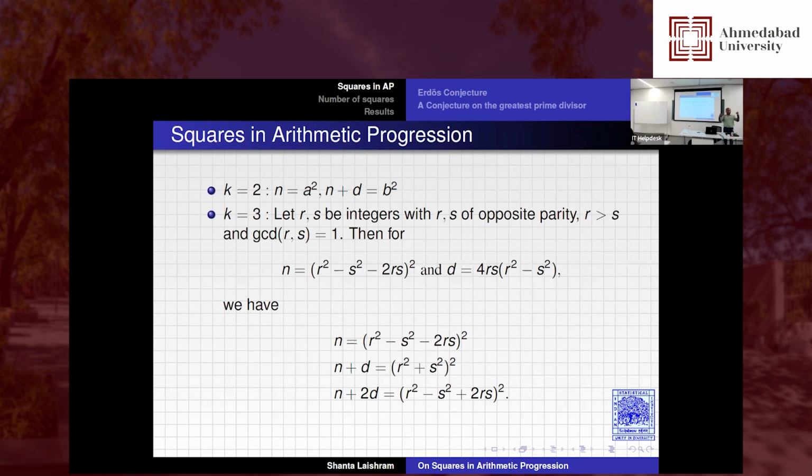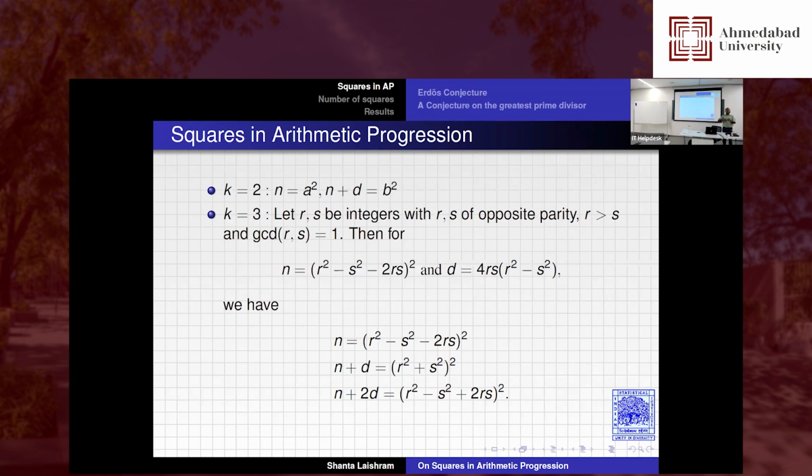Basically, when I look at arithmetic progressions, I'm looking at those where the leading term and common difference are co-prime. Now you take the number n to be (r square minus s square minus 2rs) whole square, and d to be 4rs times (r square minus s square). Clearly n is already a square, nothing to do here. If you add n plus d, by simple algebraic manipulation you can easily show that this is (r square plus s square) whole square. Now n plus 2d is (r square minus s square plus 2rs) whole square.